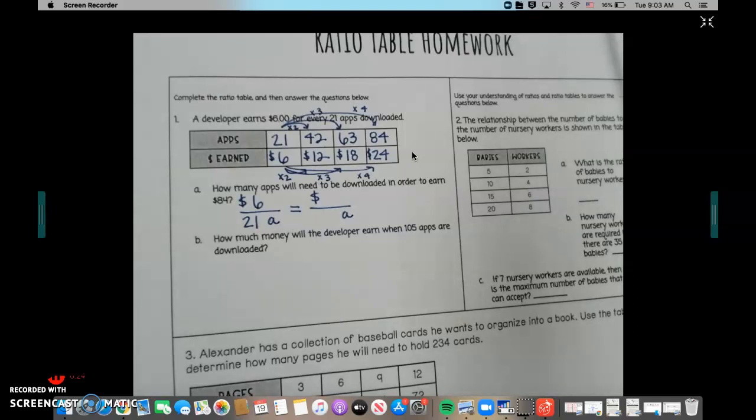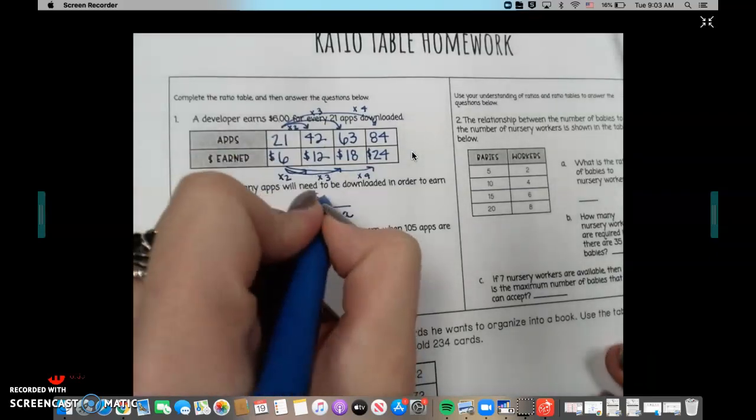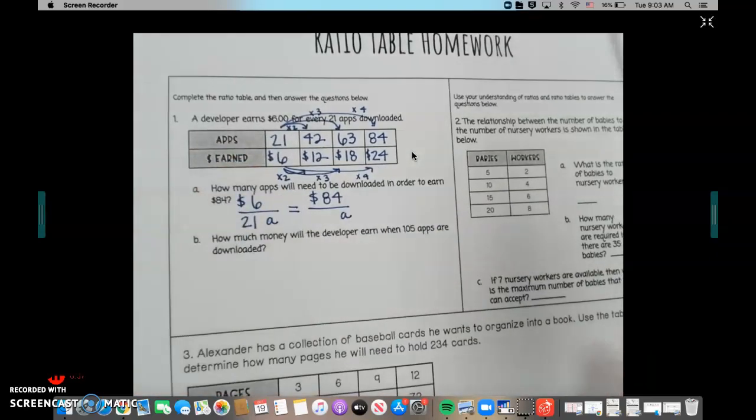In my word problem, how many apps will be needed to download in order to earn $84? Where am I going to put that $84? What do you guys think? Am I going to put it on the top right or on the bottom right? Bella Brown? The top. And why did you say top? Because it's money. We want to put our labels where they're supposed to go.